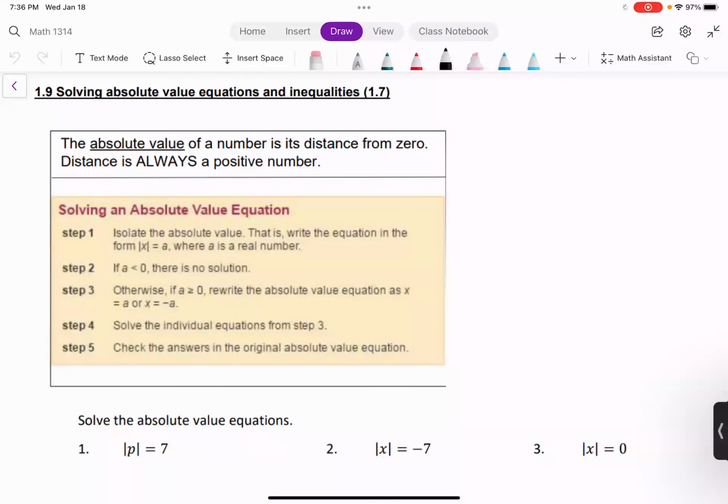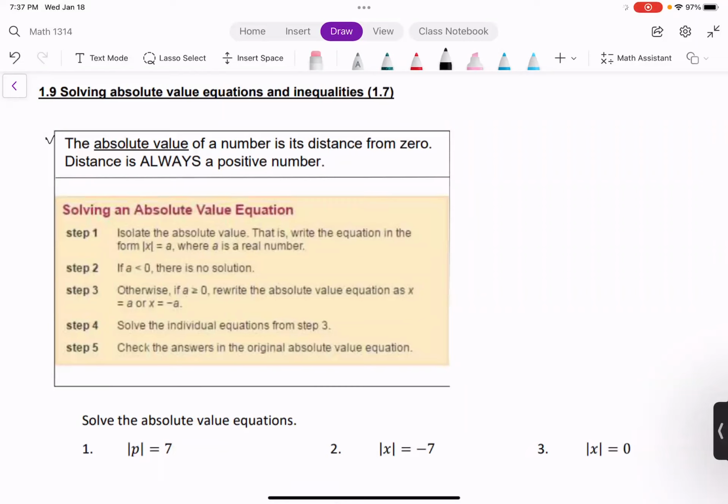Today in this video, we are learning 1.9, solving absolute value equations and inequalities. Let's see the definition of absolute value. The absolute value of a number is its distance from zero. Distance is always a positive number.